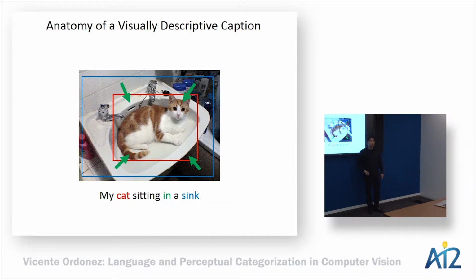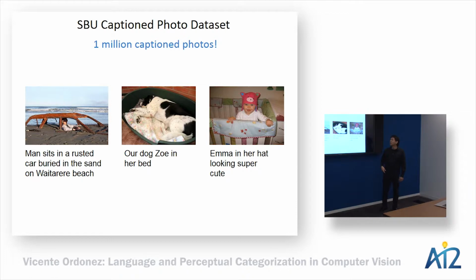So what we did was we collected hundreds of millions of descriptions from Flickr, and then we filtered out the things that were most likely not useful. And we ended up with 1 million descriptions, and then we crawled images. And this is a data set that we had in 2011. This is called the SBU Caption Photo Dataset.